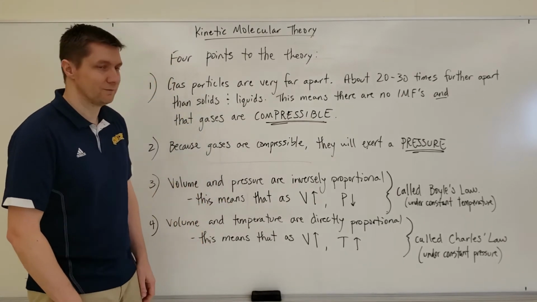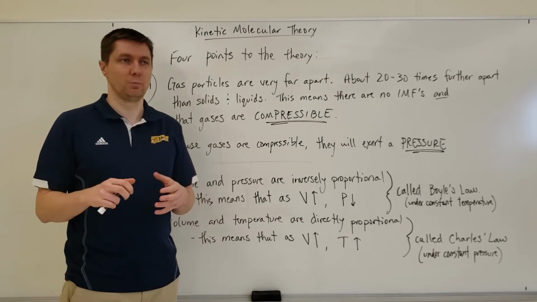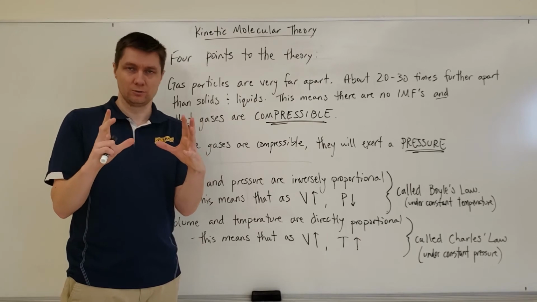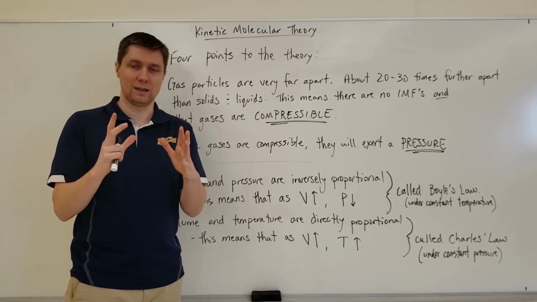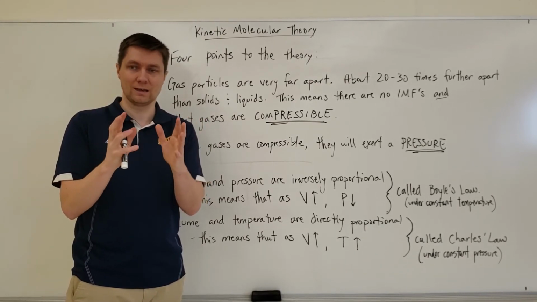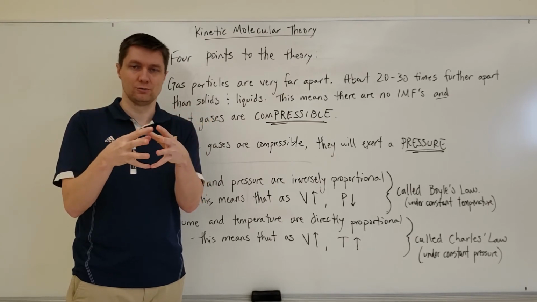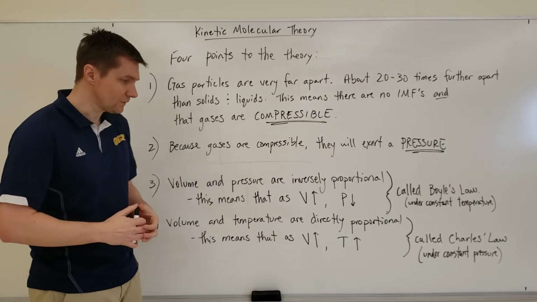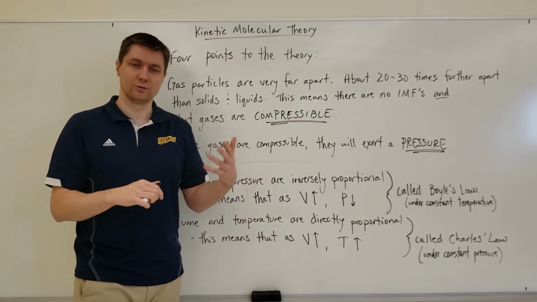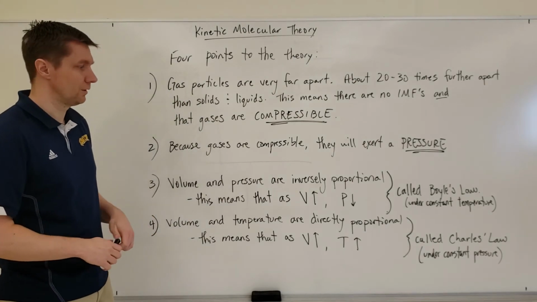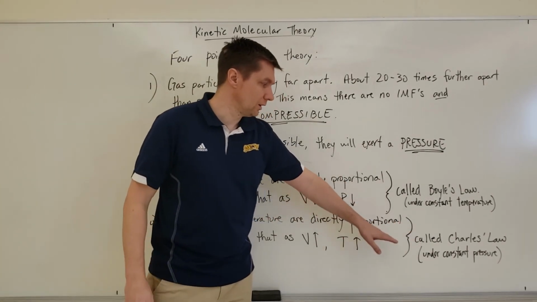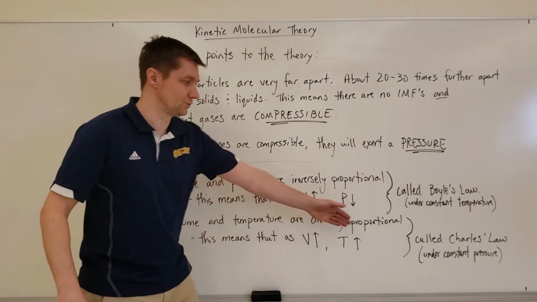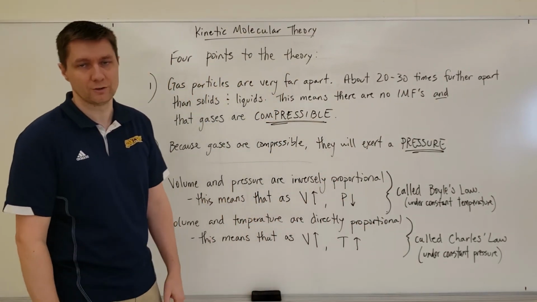An example of this is if you were to take a balloon and put it into a really, really cold environment, the molecules of that gas would start to move around a lot less. Because they would move around a lot less, their volume would start to shrink down to a smaller size. So temperature affects volume, and volume affects temperature, and so on. This is called Charles' law, and this is under constant pressure.